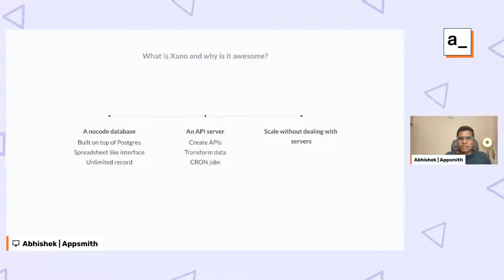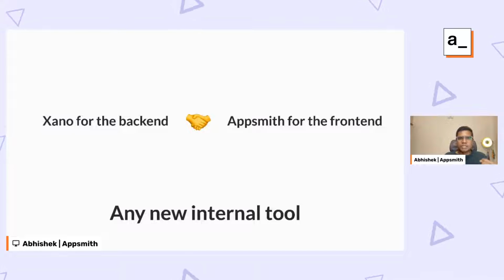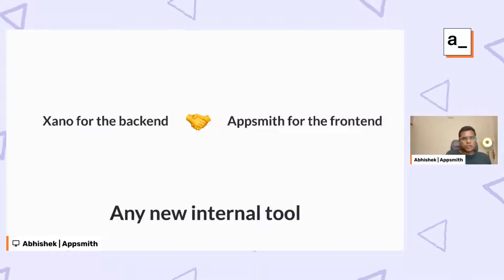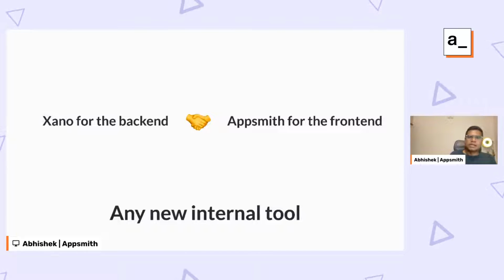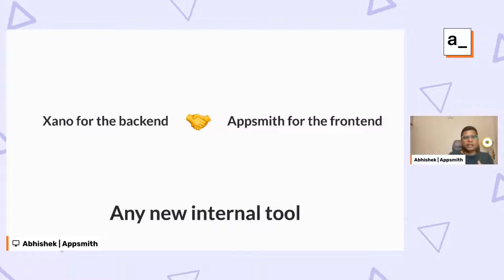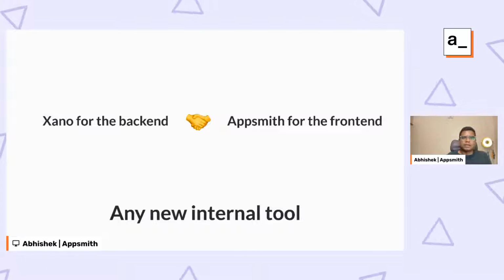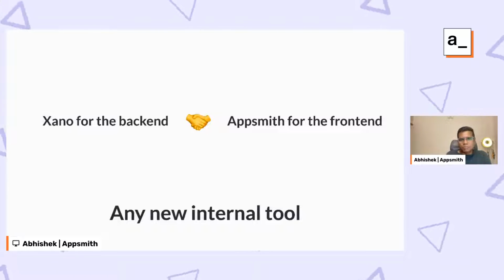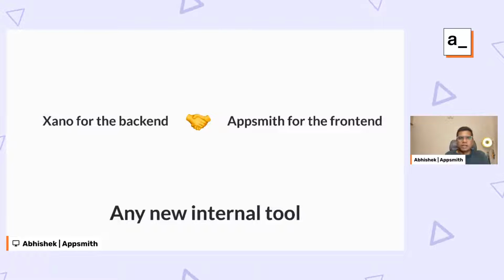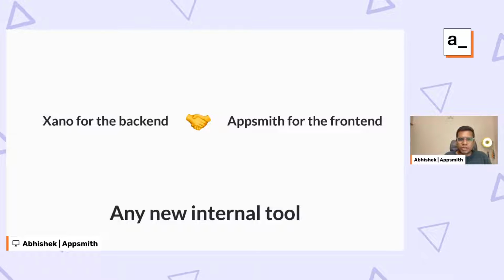And the reason Xano works very well with Appsmith and why I believe Appsmith and Xano go well together is because for any new internal tool, you can just use Xano for the backend, spin up a database, create your data entries there, create relationships between multiple tables, set up workflows so that you can transform data. And then you can use Appsmith for the front end. Because Appsmith supports any REST API and Xano creates those APIs for you, you can just use Appsmith as a front end and connect to any Xano API.